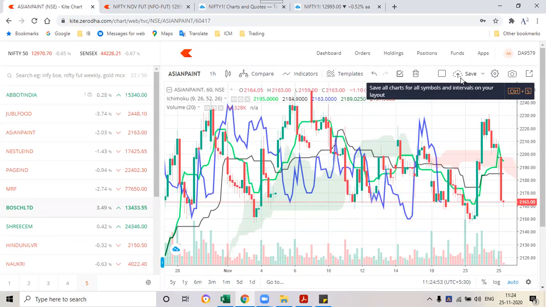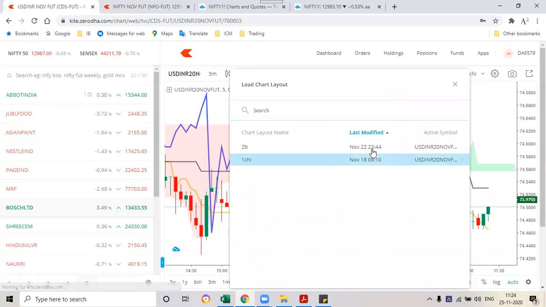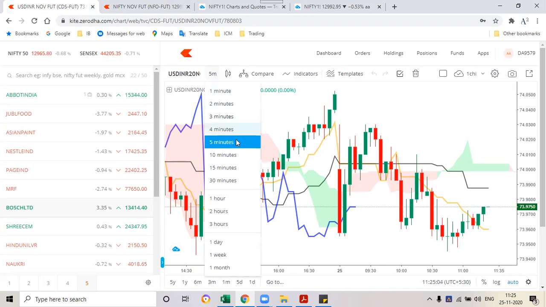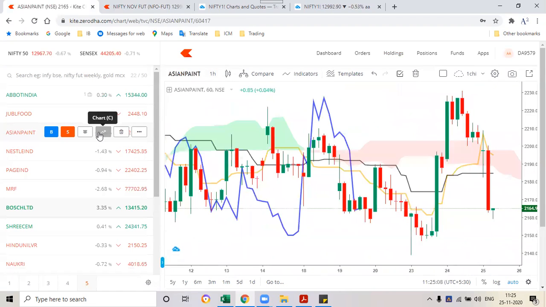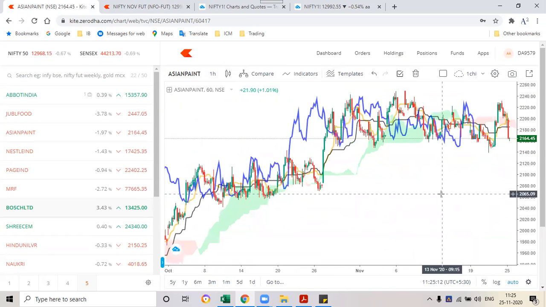Okay. And then, I don't like the lines behind, the grid lines. I don't like it, so I remove that. So here what you do, set it as 1 hour, and make it around Asian Paints. So Asian Paints, okay, now this is a very important thing.